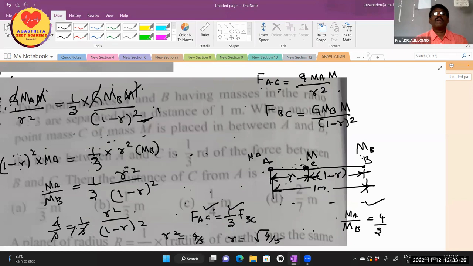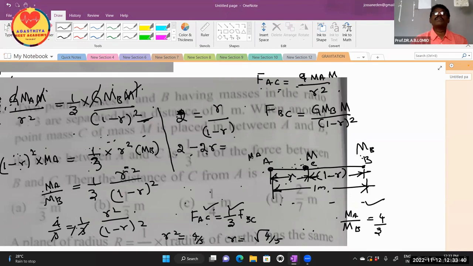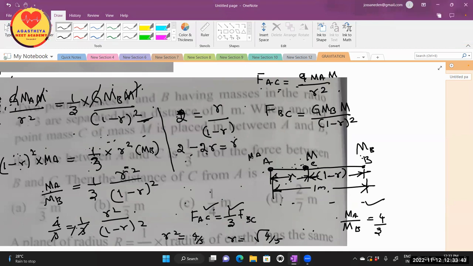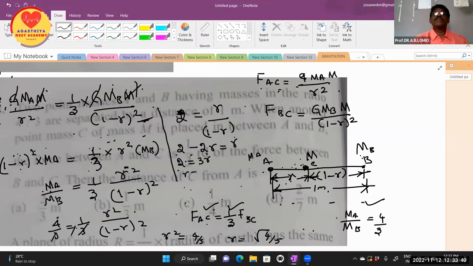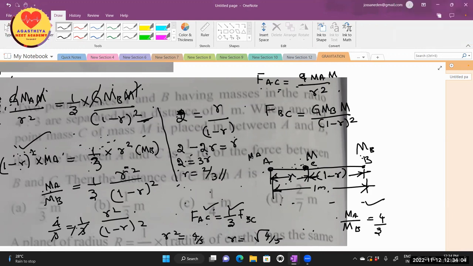Let us take the root on both sides. It becomes 2 divided by R by 1 minus R. 2 minus 2R is equal to R. Therefore 2 is equal to 3R, R is equal to 2 by 3. So, a simple mistake leads to a big problem. At this point we should check whether the answer is in the options. Yes, it is there, option A.